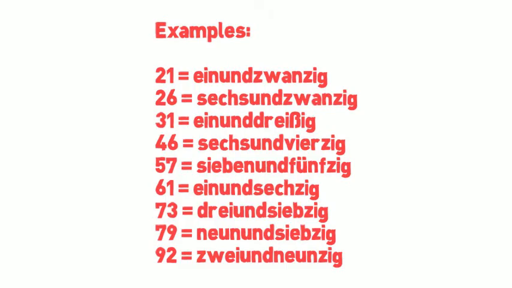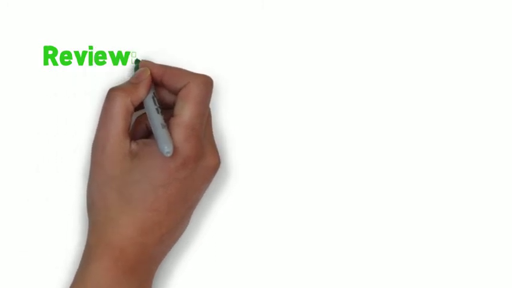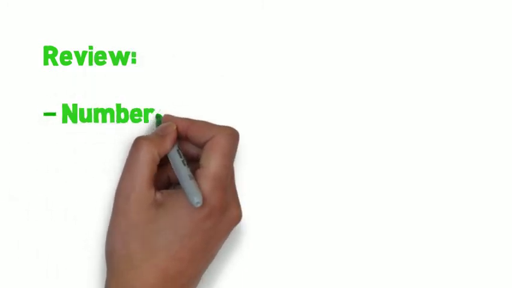46 is completely normal, as is 57. 61 has weird spellings on the ein and the 60 parts, and 73 doesn't have the EN on 7 that you might expect, nor does 79. But 92 has normal, predictable spelling. The other thing to point out is that all these numbers are spelled as single words. Germans don't put spaces between numbers, no matter how big or long the numbers get.